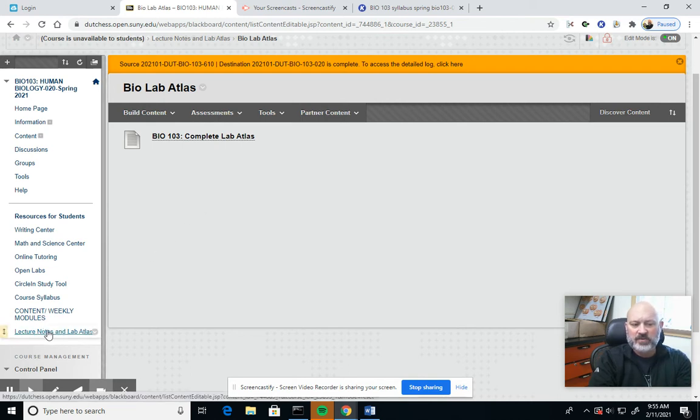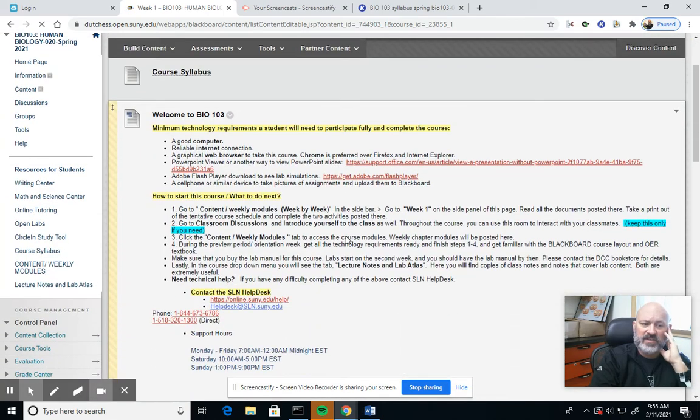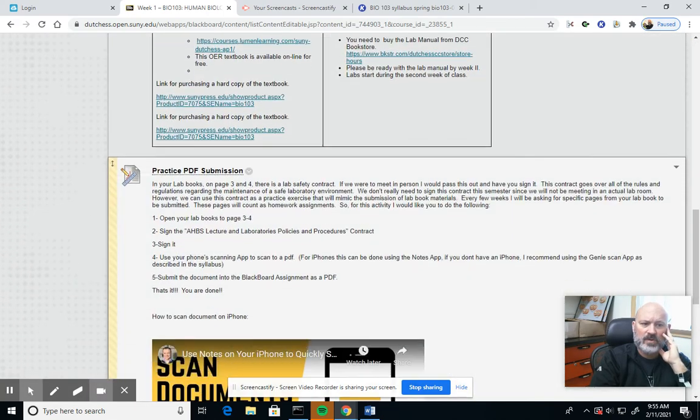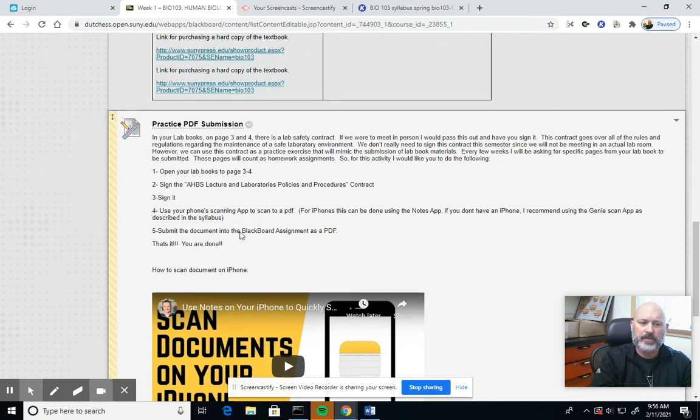So all your content materials, the lecture content materials, the notes, and the lab content materials that we use are in there. So if we go back to the week 1 folder, and we continue down. This is the practice PDF submission. So you want to read this. If you look in your lab books on page 3 and 4, there's like a lab safety contract. This is what I want you to do. I want you to take that contract. It's just a sample one. Sign your name on it, scan it, and submit it. All right, so this is the actual assignment right here.